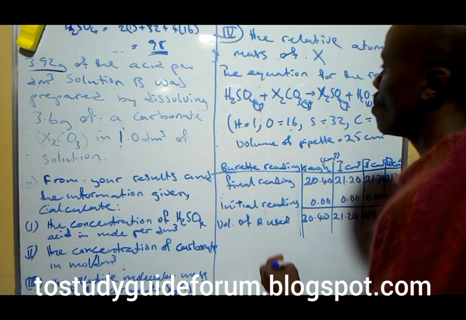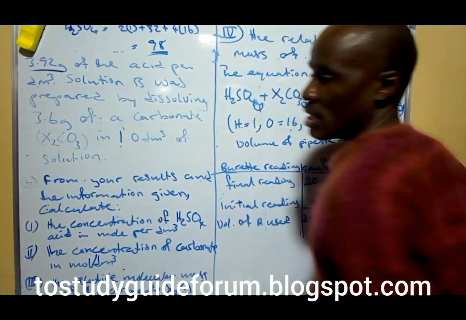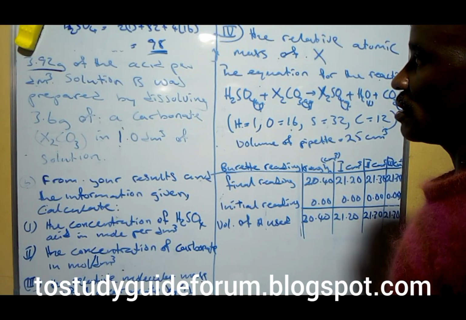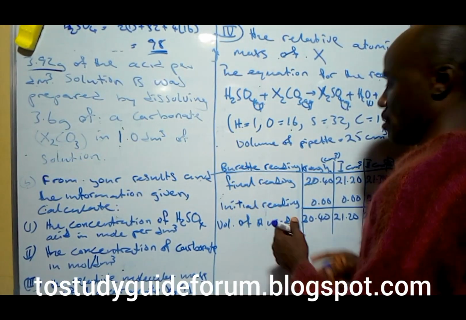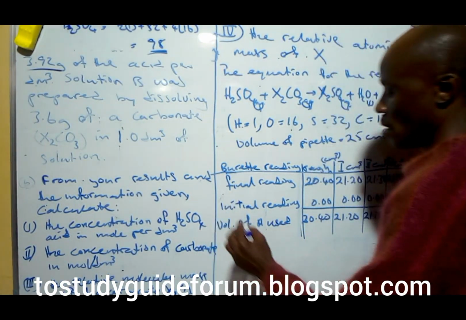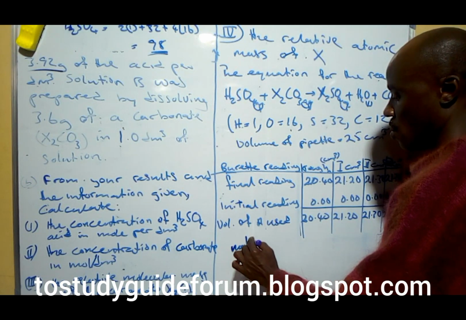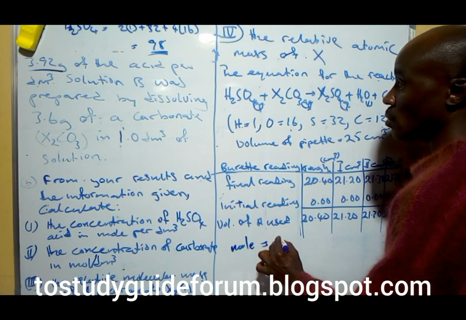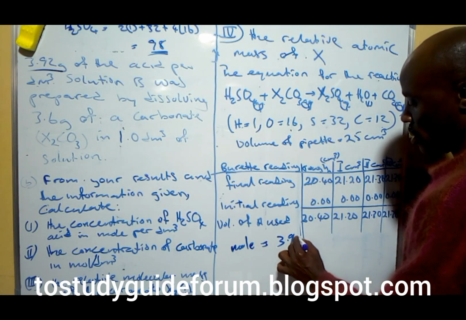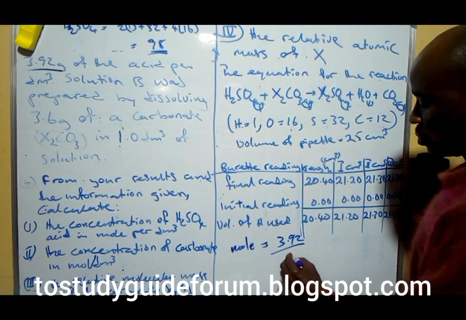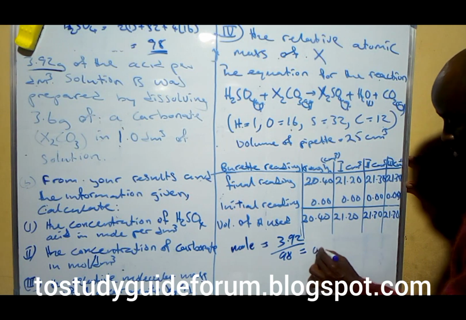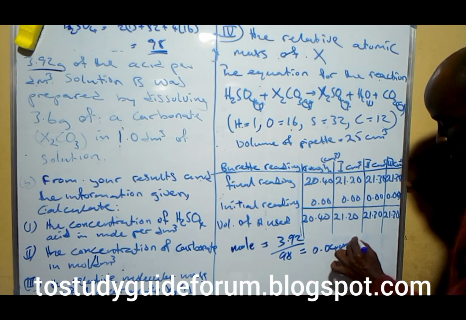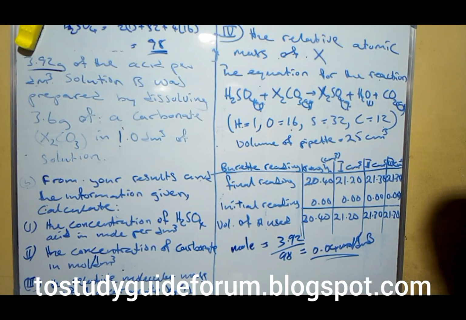With this now, having 3.92 grams of the acid dissolved in the solution, the mole concentration will be equal to 3.92 grams over 98. That will give us 0.04 mole per dm cube. That is what we have.